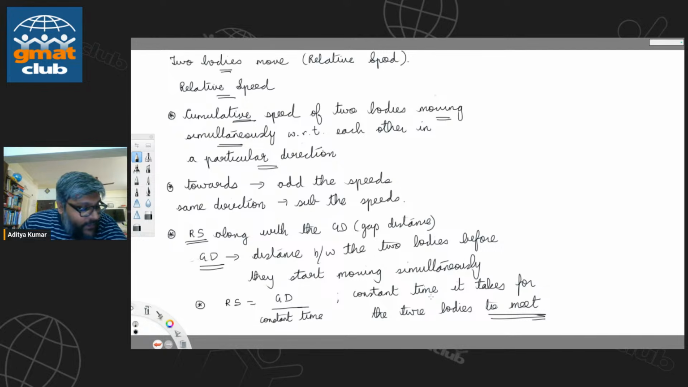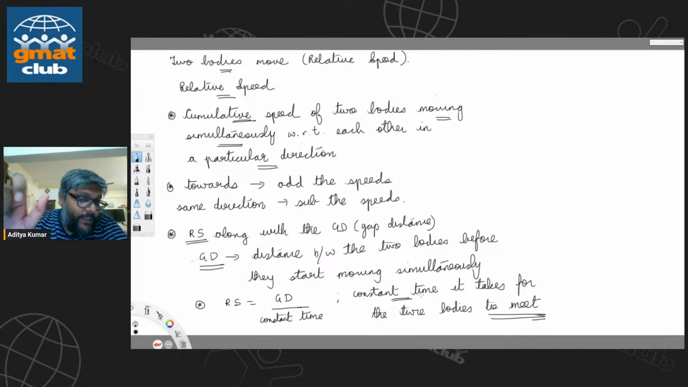So what does relative speed give me? It gives me the constant time it takes for the two bodies to meet each other. I get that constant time that it will take for them to meet, and from that constant time, I can find everything else. So what I want you all to understand is this. What is the relative speed first? It is the cumulative speed of two bodies moving simultaneously. I need simultaneous motion with respect to each other in a particular direction.